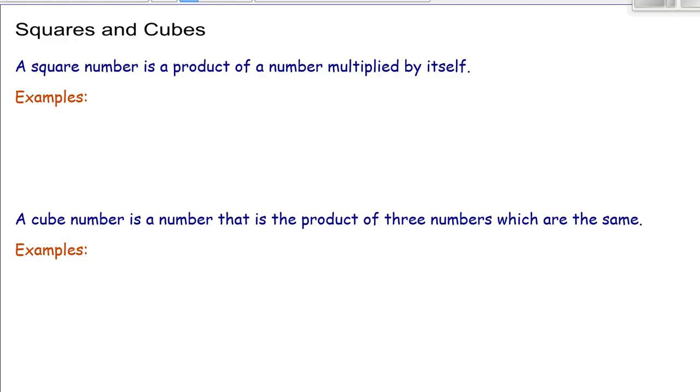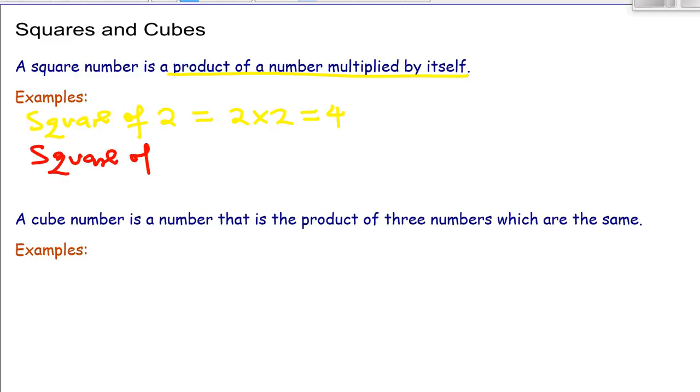Now, a square is a product of a number multiplied by itself. For example, we can say a square of 2 is 2 multiplied by 2, which is 4. And you can say a square of 3 is 3 multiplied by 3, which is 9.